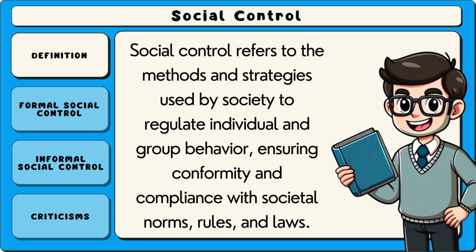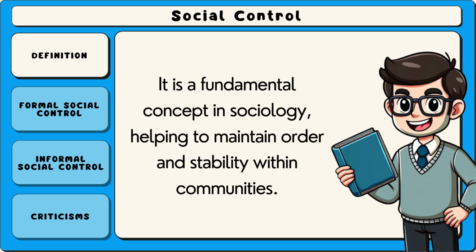Social control refers to the methods and strategies used by society to regulate individual and group behaviour, ensuring conformity and compliance with societal norms, rules, and laws. It is a fundamental concept in sociology, helping to maintain order and stability within communities.